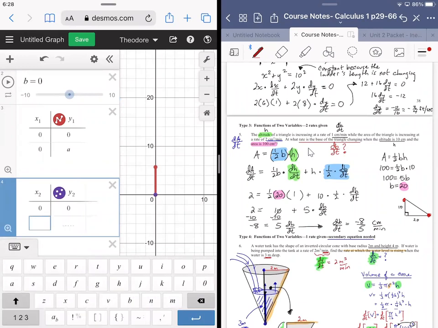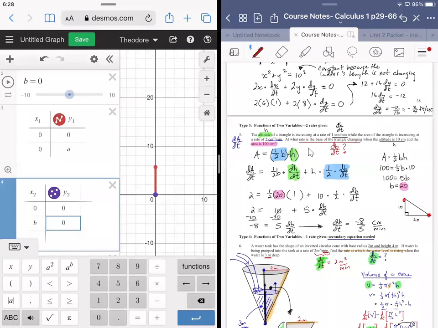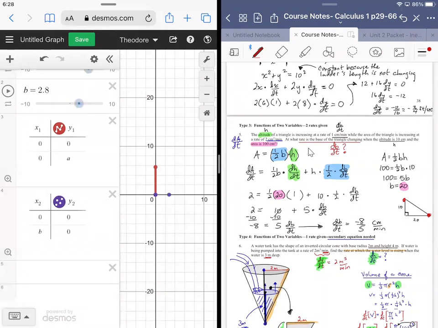And I want B to be 0, right? Because any point on the x-axis would have a y value of 0, but an x value of something other than 0. All right, so I could slide my B over to verify that that's actually giving me a point on the x-axis and only on the x-axis.